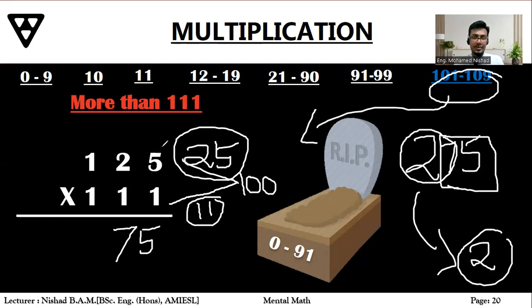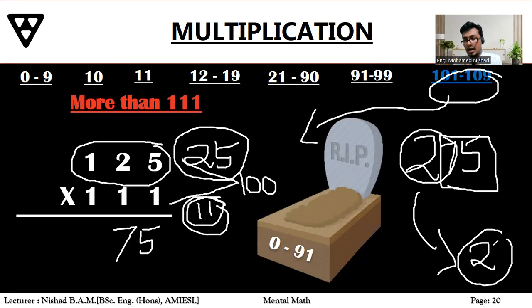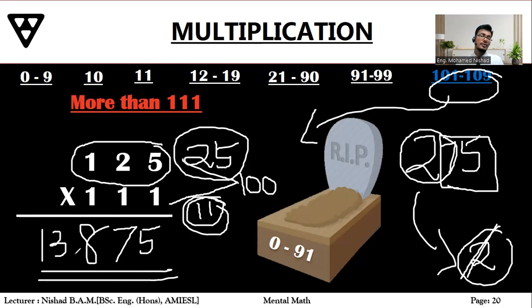Now what we have to do? It's very simple. We have to add this one and this one. So 125 plus 11, that will be 136, right? But on that 136, we have to add this reminder as well. So the answer will be 136 plus 2, 138, right? So this is the answer, right? That means the answer will be 13,875. This is how we exactly do that multiplication by this number, right?